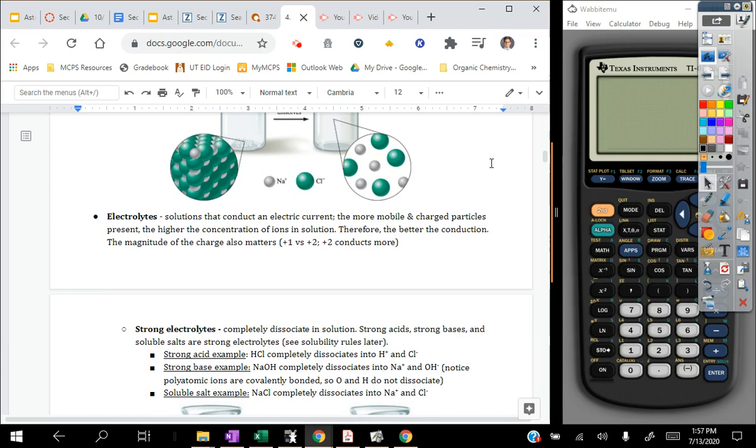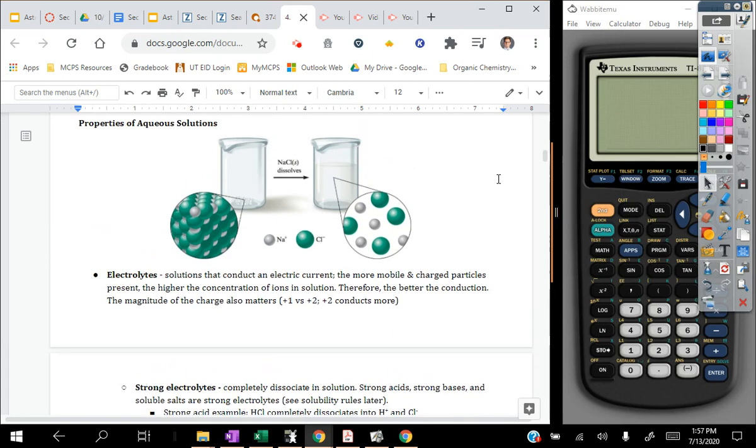Electrolytes are solutions that conduct an electric current. The more mobile and charged particles that are present, the higher the concentration of ions in solution, and therefore the better the conduction. The magnitude of the charge also matters. So if an ionic compound dissolves and has a plus 2 and negative 2 charge, that great separation of charge conducts more electricity compared to something that has plus 1, minus 1 as their charges.